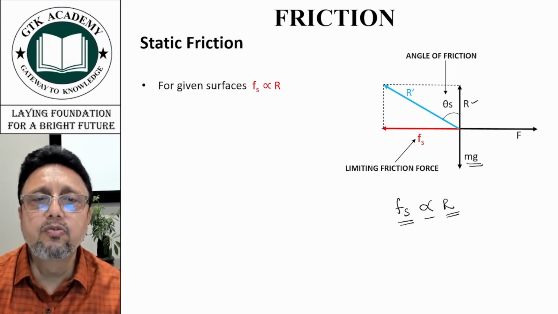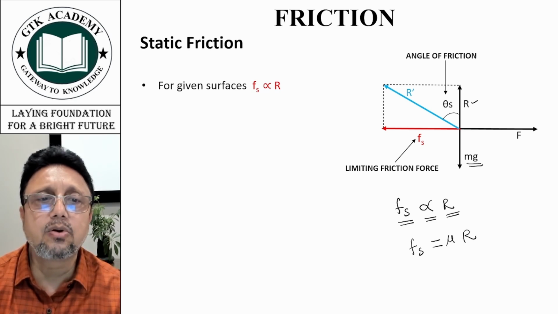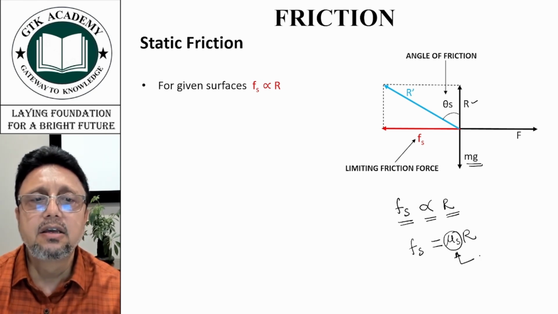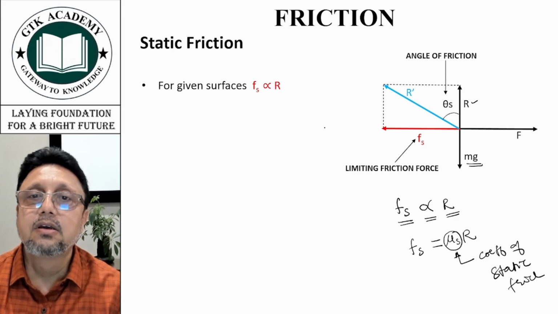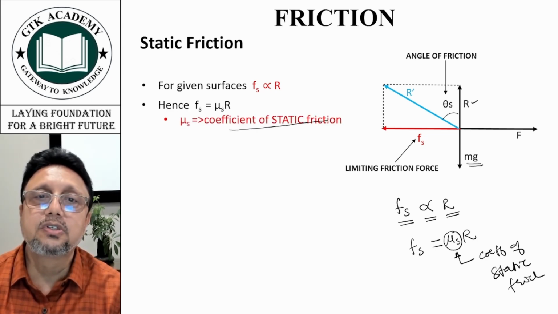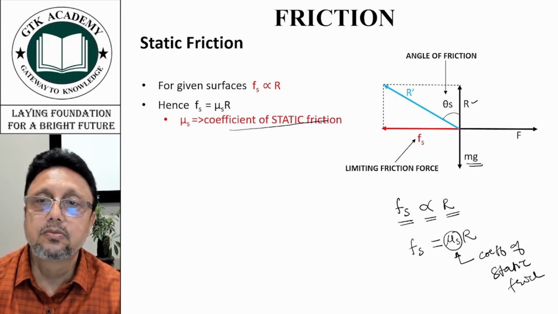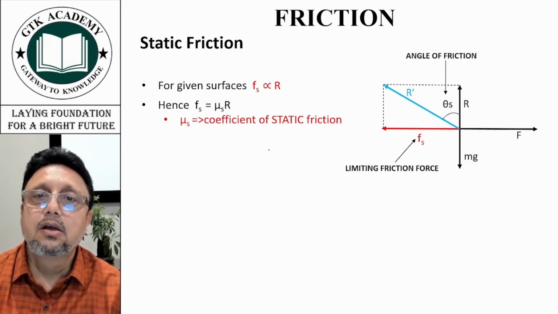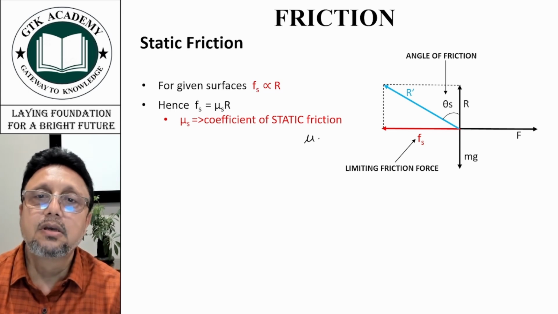Now, if we have to remove this sign of proportionality, what we do? We multiply by a constant. So, Fs is equal to some constant into R, and we call the constant mu s. Now, this mu s is the constant of proportionality, and it is called the coefficient of static friction. So, mu s is equal to Fs upon R.